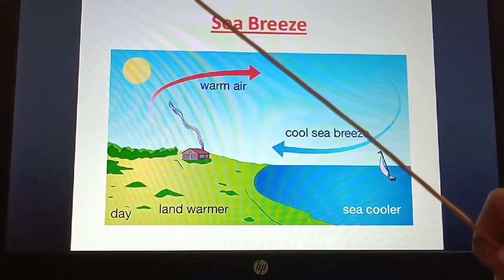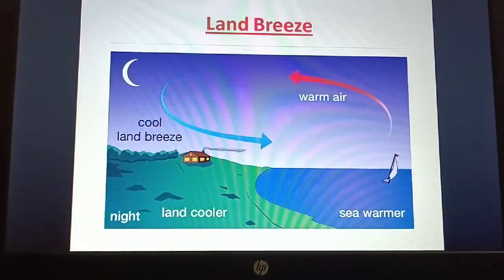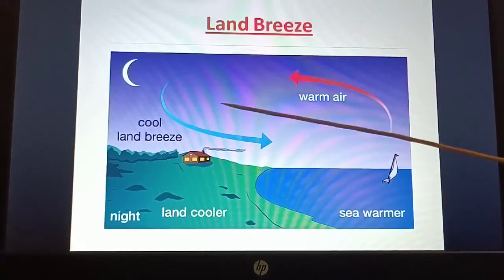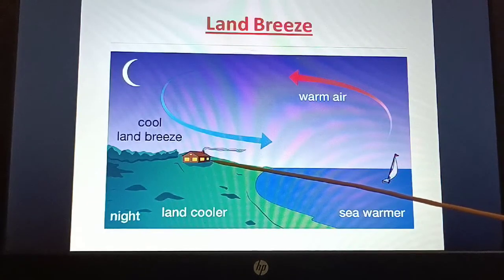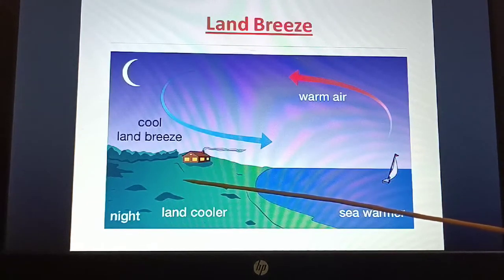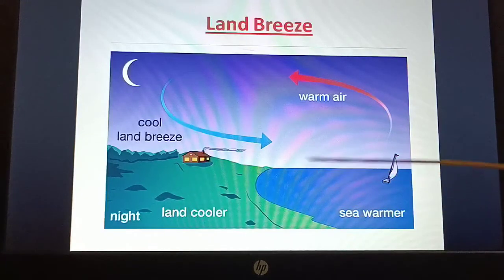Now next, consider that the entire day there was sun. So the air above the sea slowly gets heated up. But during the night, what happens? The land will cool down very fast. So that is why the air moves towards the sea.